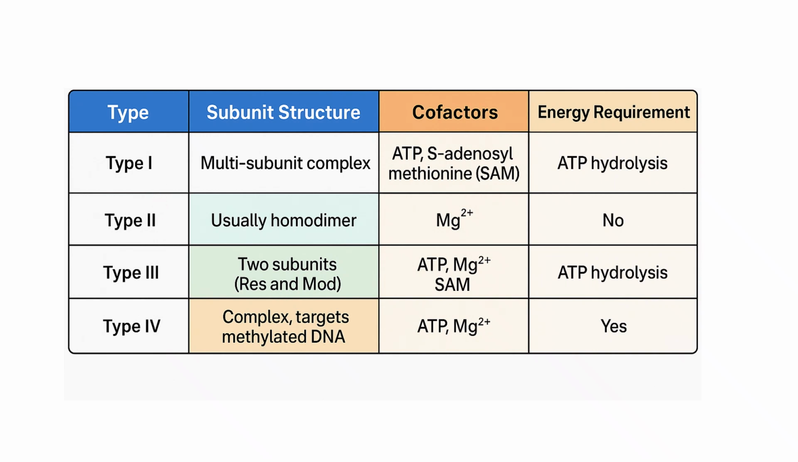These enzymes are classified into four types based on their subunits, cofactors, energy needs, and cleavage patterns. In this video, however, we will focus on type 2 enzymes, which are the most commonly used in genetic manipulations. These enzymes are more than 90% of the total restriction endonucleases known to date.